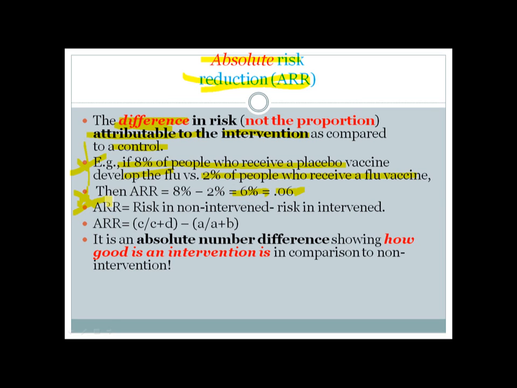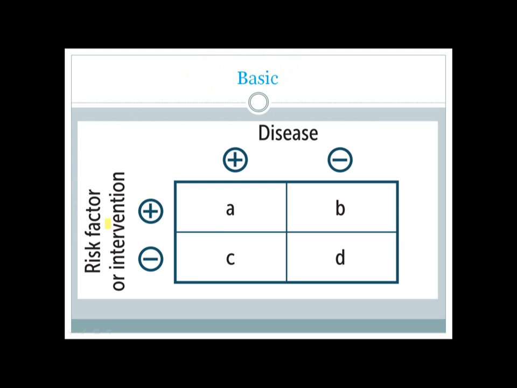So absolute risk reduction can also be written as risk in non-intervened or risk in control group minus risk in intervened or risk in exposed group. Very important. So we can actually calculate ARR from our typical 2x2 table. So here we have a 2x2 table. So ARR is actually risk in control minus risk in exposed.